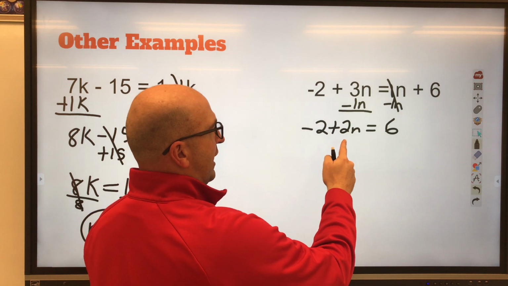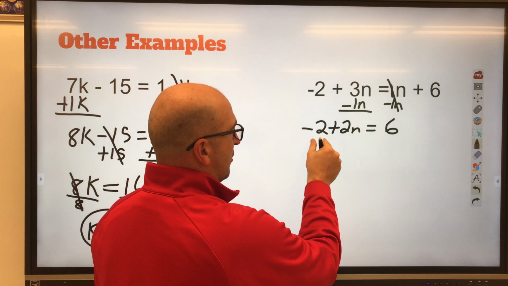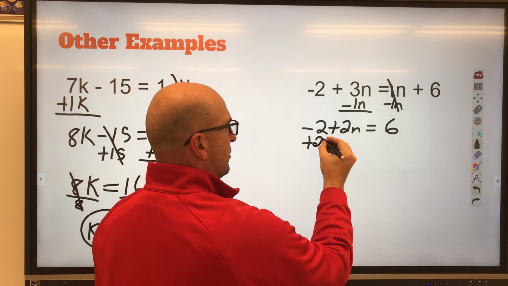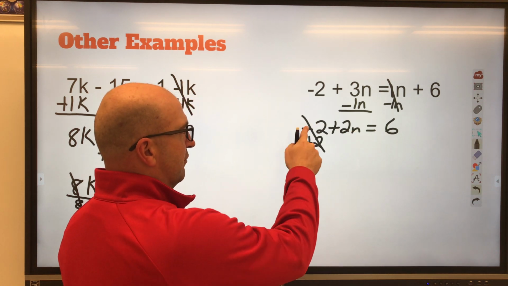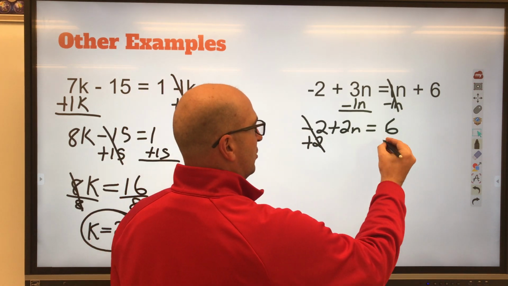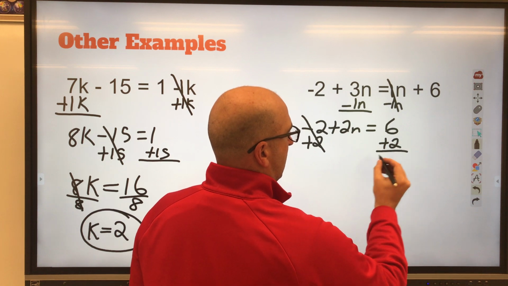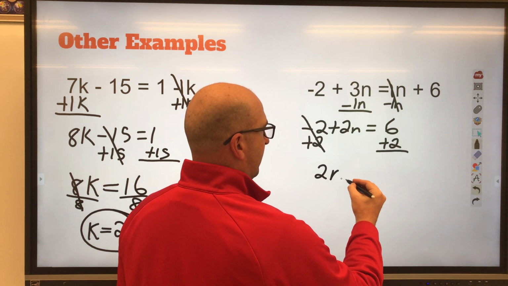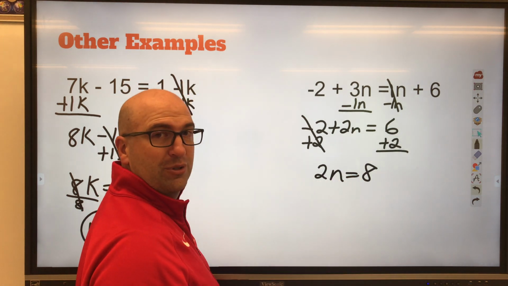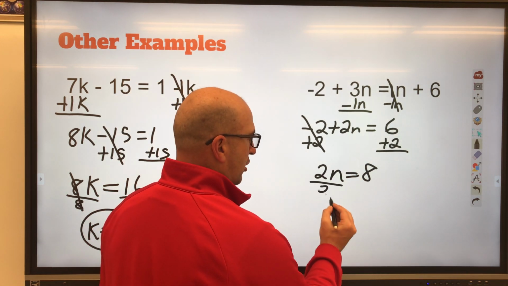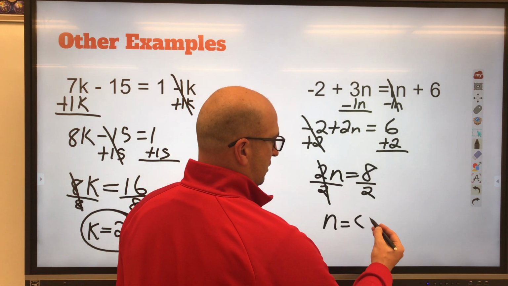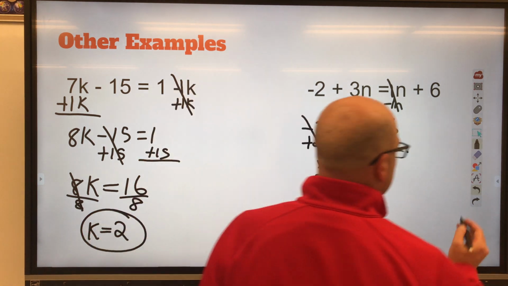My n's over here now. So now I need to get the whole number over there so we can get the n all by itself. So I do its inverse operation. Negative 2 plus 2, that's eliminated. Balance the equation, add 2 to the other side. Bring everything down. 6 plus 2 is 8. 2n equals 8. Divide by that coefficient. And then 8 divided by 2 gives me 4.